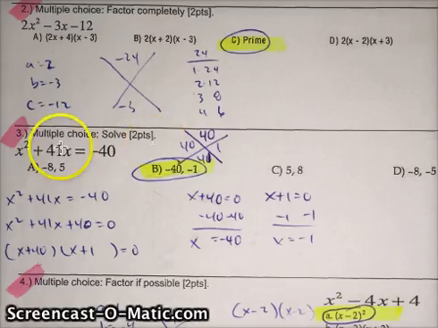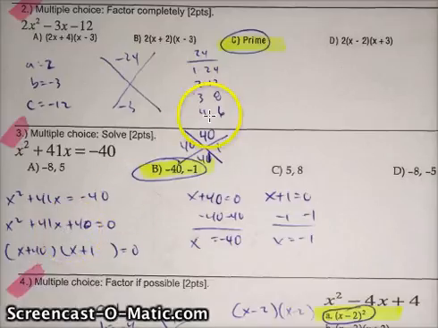For question number 3, it says multiple choice. This one asks me to solve. In order to solve, I have to set it equal to what number, class? You have to set it equal to 0. And this one, I have to add 40 to both sides. When I do that, now it's in standard form. So the very beginning is not in standard form. Now it is. Then I can use my X box method.